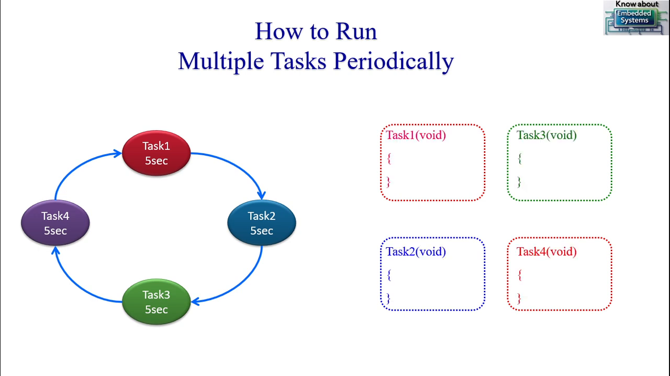In today's video, we will understand how to run multiple tasks periodically. Let us assume I have tasks here, task number 1, 2, 3, 4 like that. These tasks should run one after the other. First task 1 should run, then task 2, then task 3, then task 4.